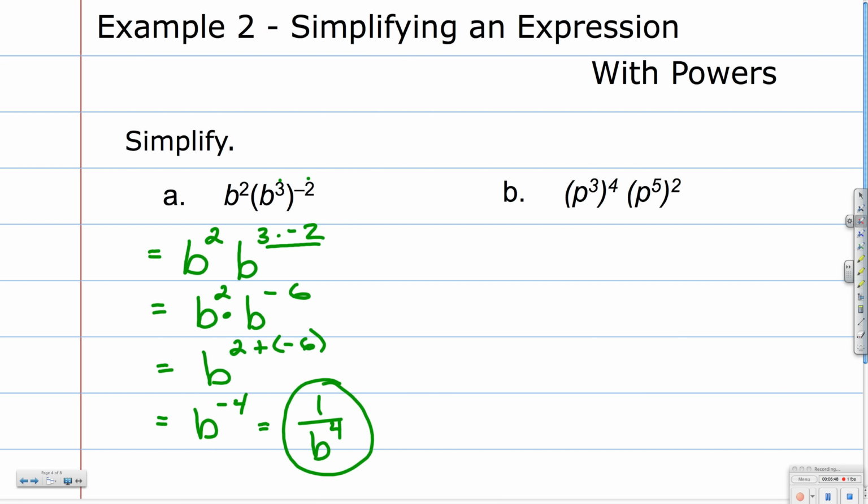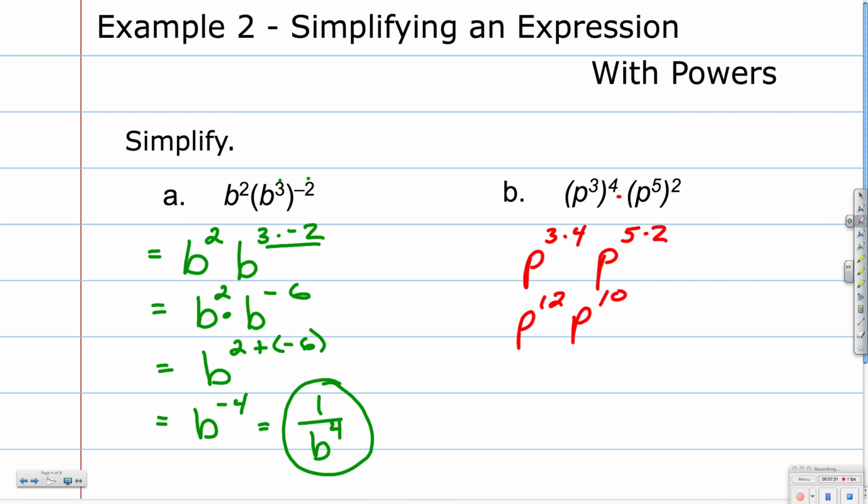Moving on to part B of example 2, we have p to the 3rd raised to the 4th times p to the 5th raised to the 2nd. Well, we have two power of a power problems here. P to the 3rd to the 4th can be and should be rewritten as p to the 3 times 4 power. And p to the 5th raised to the 2nd, using the power of a power property, should be rewritten as p to the 5 times 2 power. Now we simplify each one of these exponents. P to the 3 times 4 gives us p to the 12th. P to the 5 times 2 gives us p to the 10.